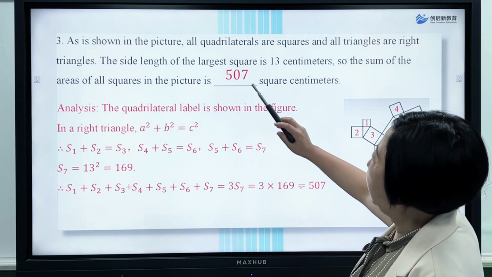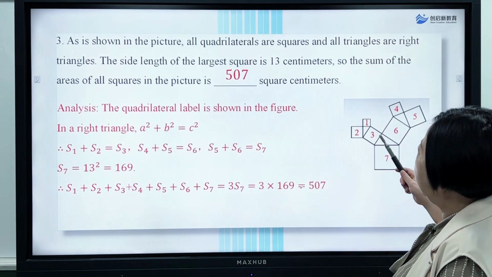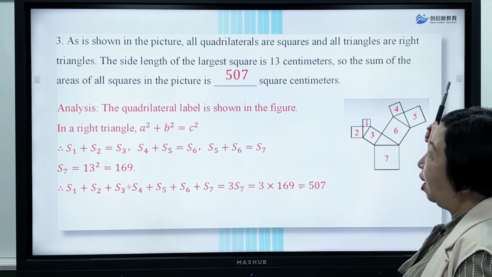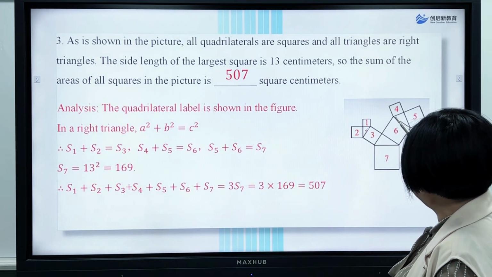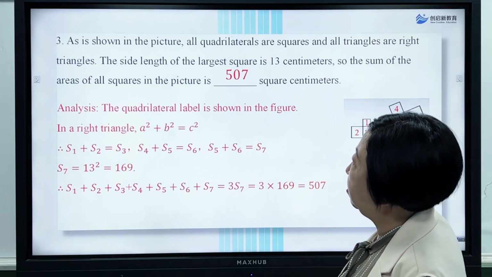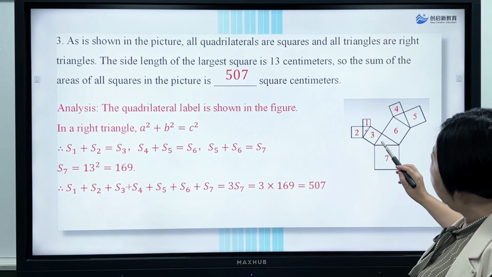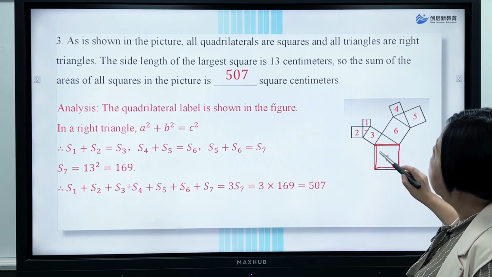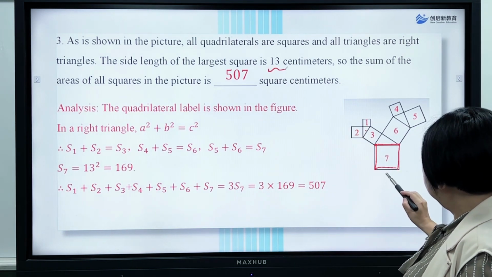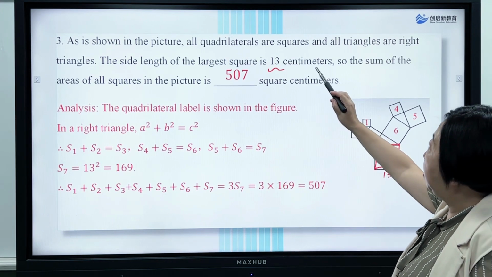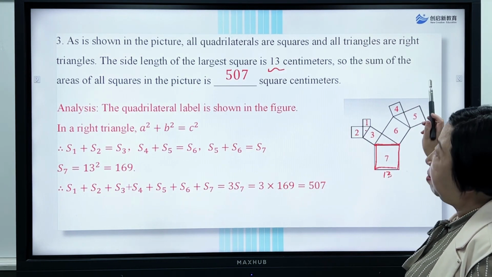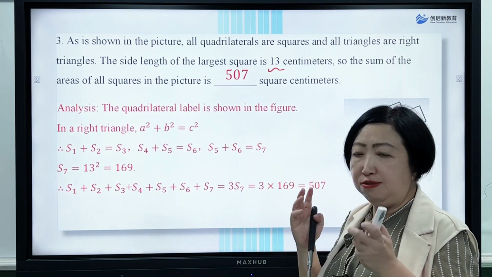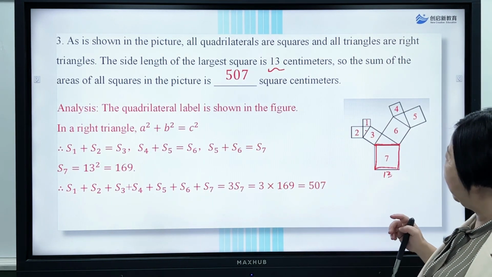As shown in the picture, all quadrilaterals are squares and all triangles are right triangles. All triangles here, 1, 2, 3, are right triangles. The side length of the largest square is 13 centimeters. What is the sum of the areas of all squares in the picture? Oh, I'll give the answer.